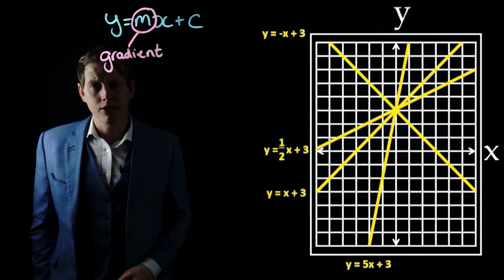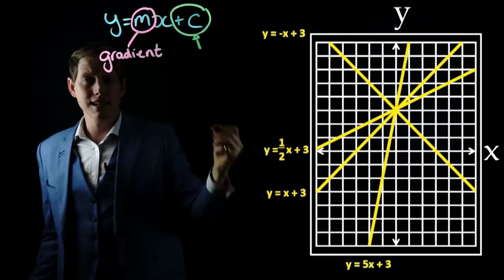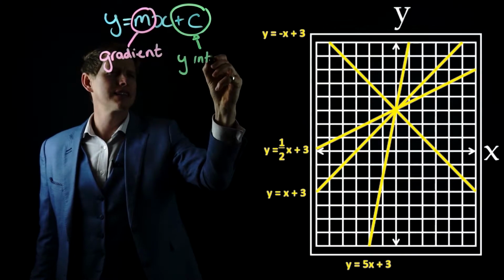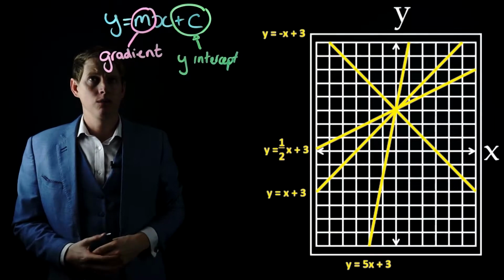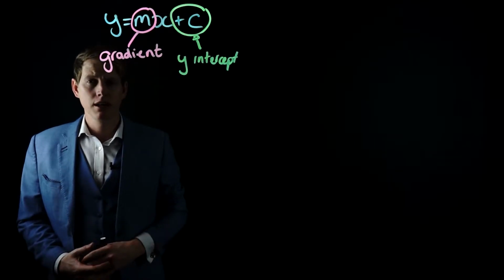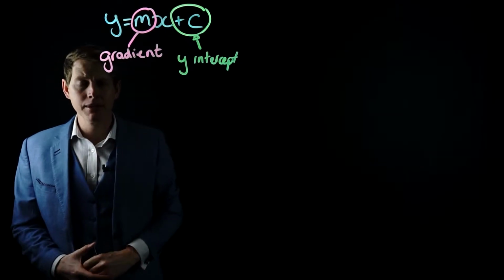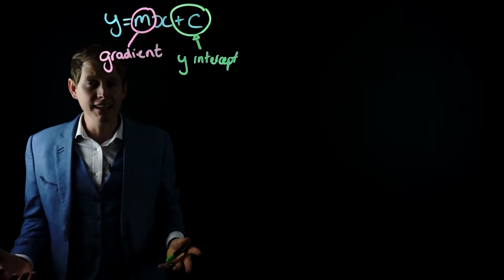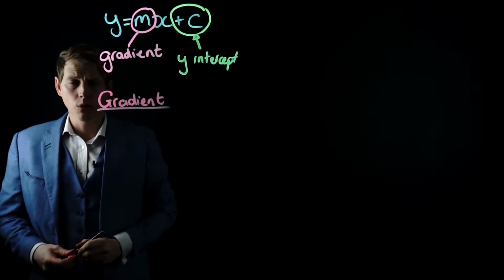In fact, when we have an equation in the form y equals mx plus c, this number over here tells us where the graph crosses the y-axis. We call that the y-intercept. So that's it. Y equals mx plus c is the general form of a linear equation. The coefficient of x, the letter represented by m, is the gradient, and the y-intercept, c, tells us where the graph crosses the y-axis.